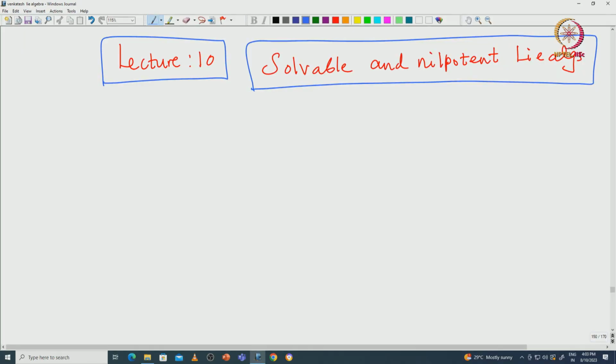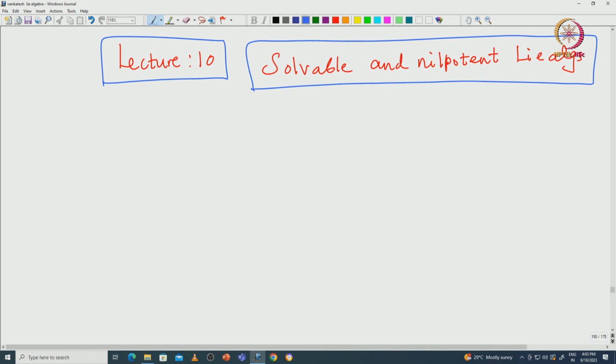Welcome back everyone. In this lecture I will give you the definitions of solvable and nilpotent Lie algebras, which are very important classes of Lie algebras. We will see later why they are important, but let us first see the definitions and some of the basic properties. We will begin with some examples to motivate these concepts.